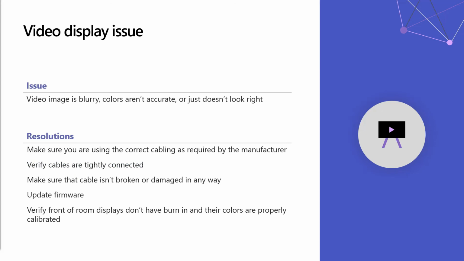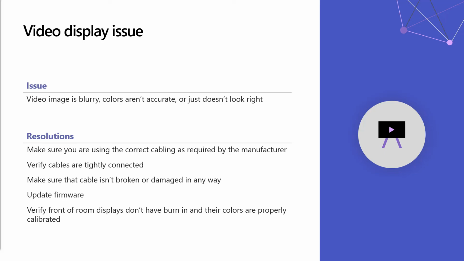What can you do if the video image is blurry or colors aren't accurate or things just don't look right on the displays? Make sure you are using the correct cabling as required by the manufacturer. If they want you to use a Cat6 cable, use a Cat6 cable. Make sure you're using quality HDMI cables as well. Verify that cables are tightly connected and that maybe the cable just hasn't come loose. Inspect the cable to make sure that it isn't broken or damaged in any way.